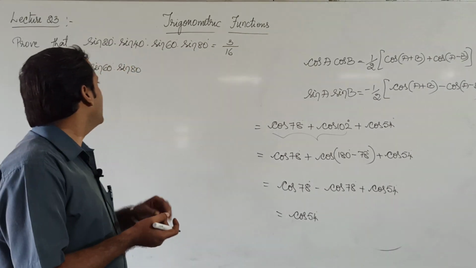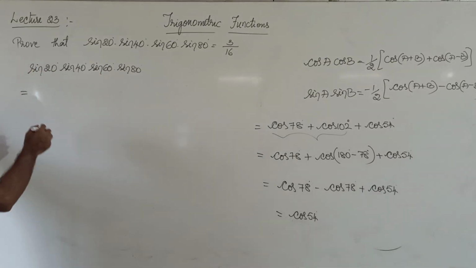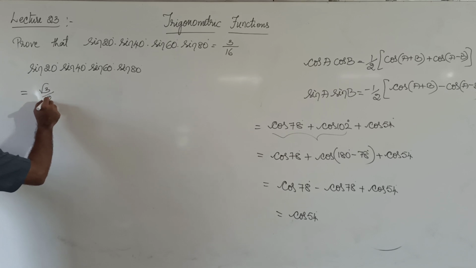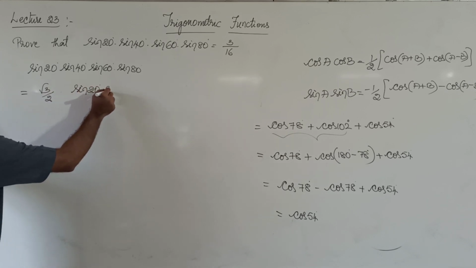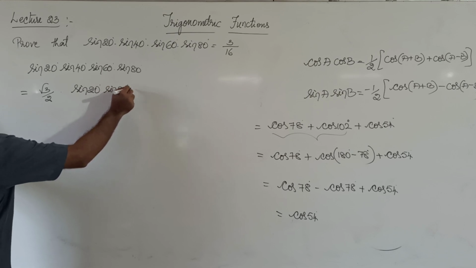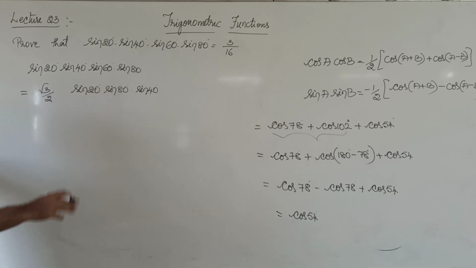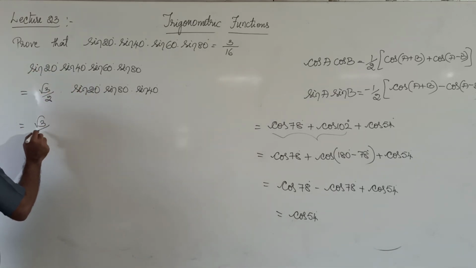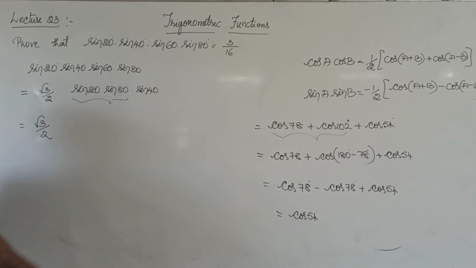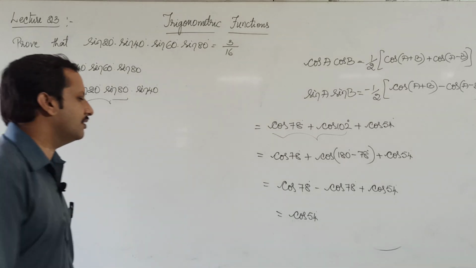But among them, the sin 60 value is well known, that is root 3 by 2. So that root 3 by 2 I will write. After that, I will write sin 20 degree, and then sin 80 degree, and then sin 40 degree. Any order you can write, I prefer this. Now, you just look at these two terms. There I want to use the sin A sin B formula. What is sin A sin B? Here you have the formula.